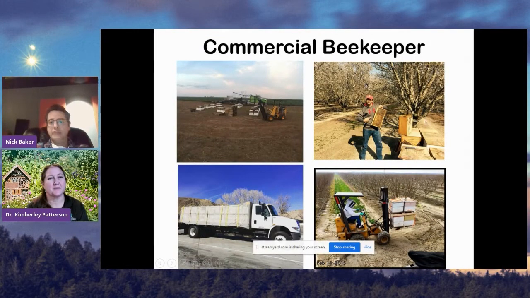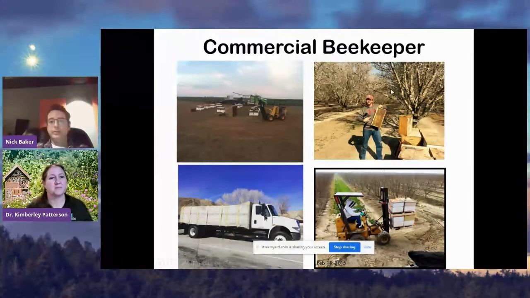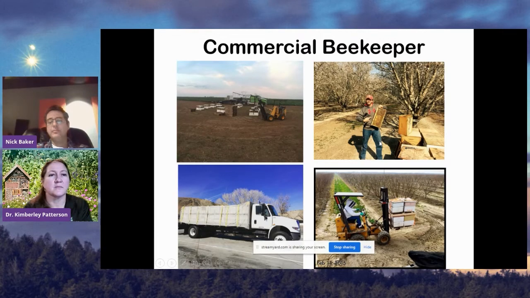Here is California and the almonds. This is right before the almond bloom. So almonds are the biggest cash crop, and we'll talk about that here in a little bit. But roughly they take about 2.5 million beehives per year just to pollinate the almonds in California. And that's people bringing beehives from all over the nation.